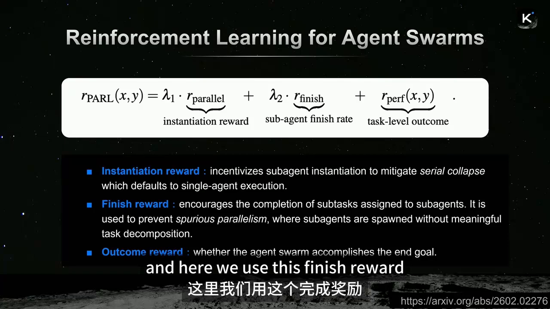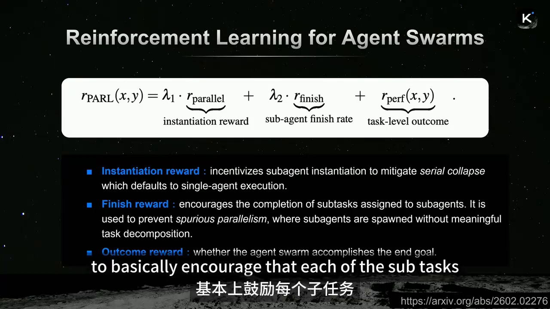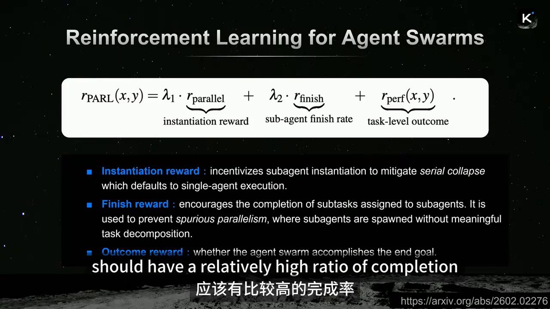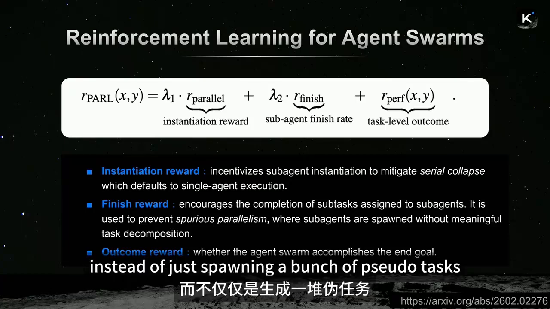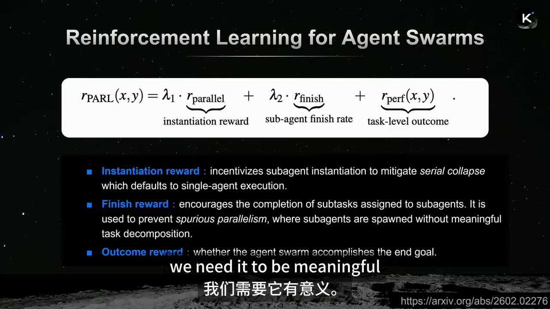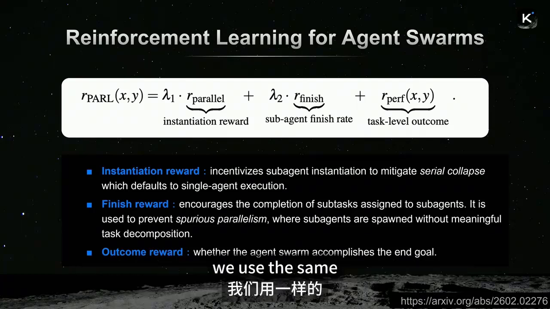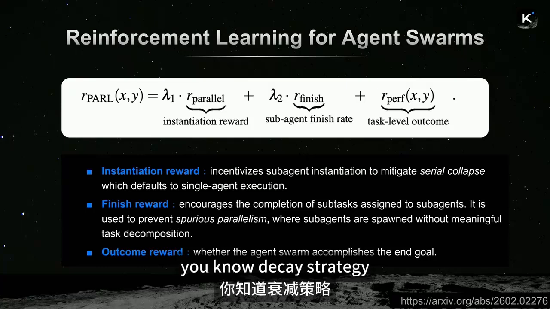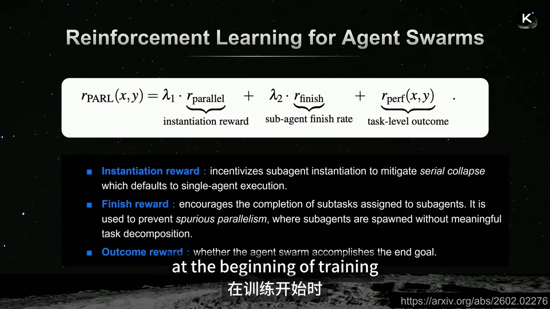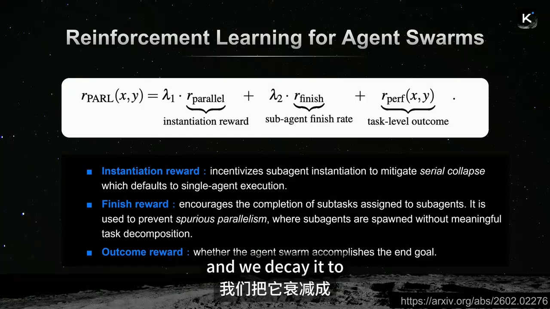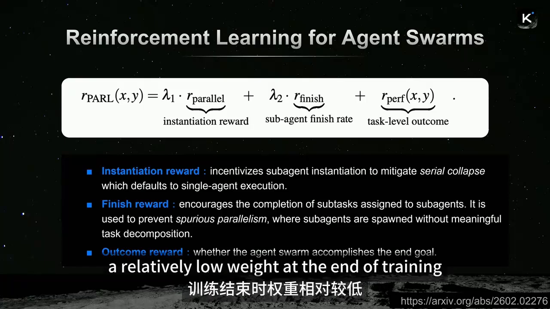And here we use this finished reward to basically encourage that each of the subtasks should have a relatively high ratio of completion. Instead of just spawning a bunch of pseudo-tasks, we need it to be meaningful. So this is the second term that we use. And of course, we use the same decay strategy. We use a relatively high weight at the beginning of training, and we decay it to a relatively low weight at the end of training.